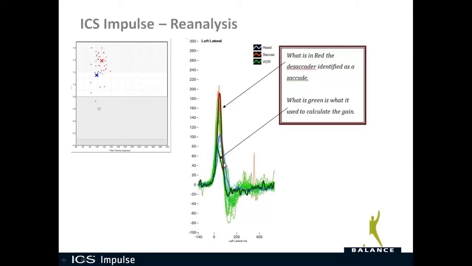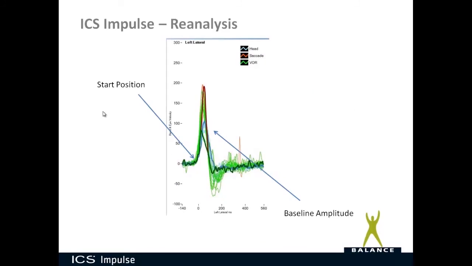The green is where the VOR is, and then it compares the green to the blue, and that's why the gain point, which is this little one circled here, is low. Now, maybe based on the information I have with that patient, I think this patient has Meniere's, and I don't believe that that's really a covert saccade. That was just a normal eye movement for that patient. So then I could go in and reanalyze it. So let me point this out to you real quick. Start position, again, is where it starts to look for saccades. And baseline amplitude is the back end of that saccade, so how steep that is.